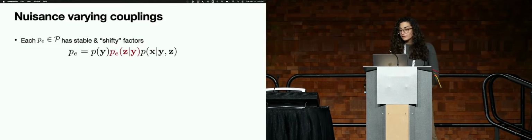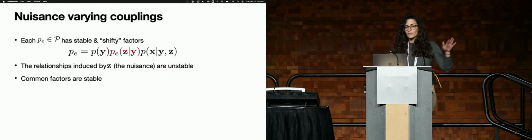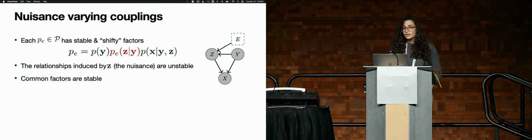The second set of couplings explicitly decomposes the permissible probability distributions into factors, some of which are assumed to be fixed. These are the black components, whereas others are allowed to be shifty or unstable. The unstable portions are typically induced by a variable that we will denote Z, and we will call this variable a nuisance variable. And again, factors that are common across all distributions are stable. So here the DAG might look something like this, where we have our X and Y, but X and Y are both correlated with Z, and that's problematic because Z is affected by the environment that we're sampling from.